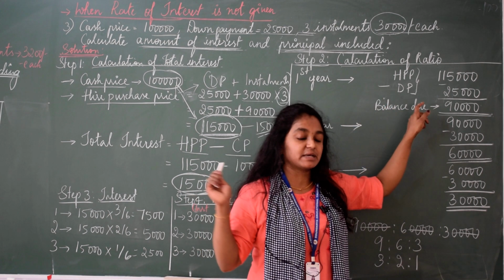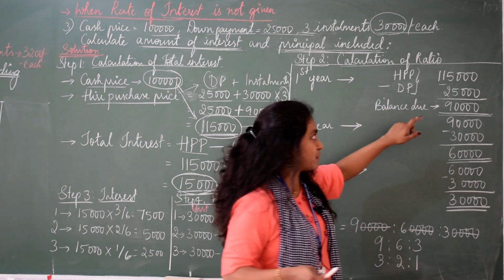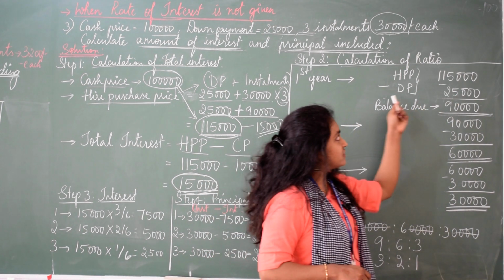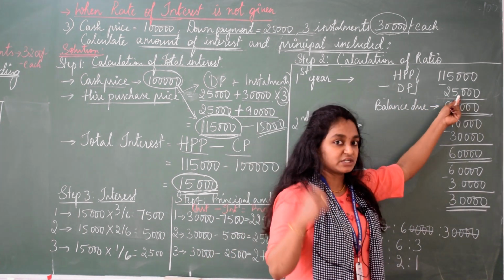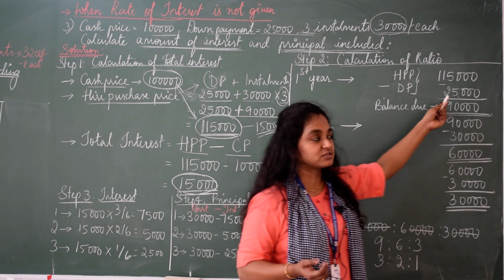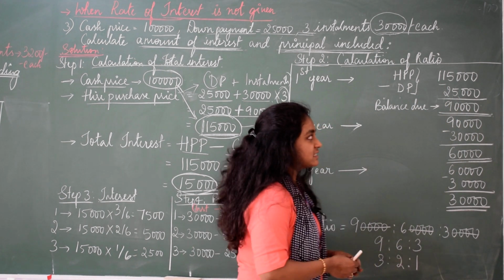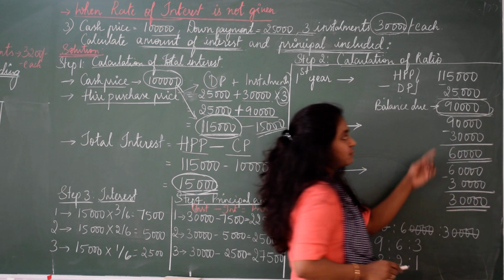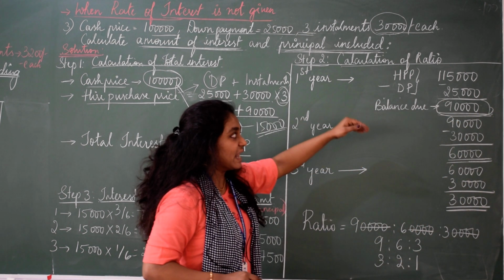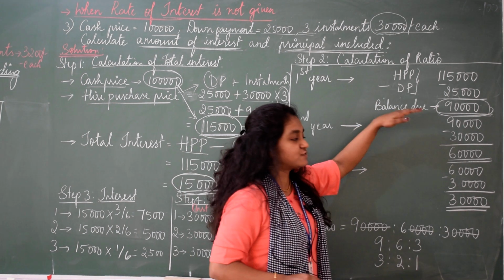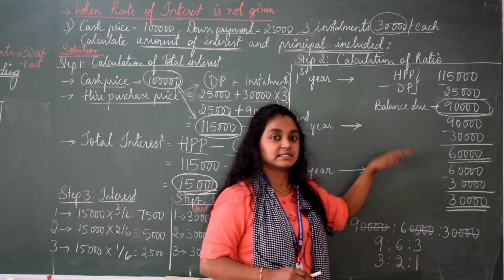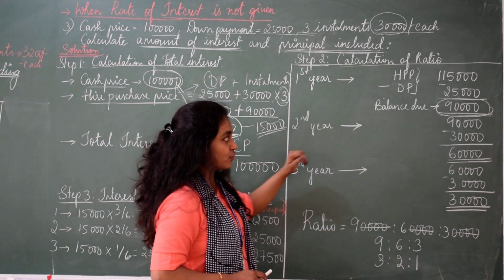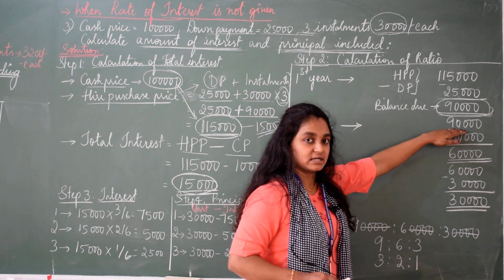In the previous step we have already calculated the hire purchase price, that is 1,15,000. So from 1,15,000 remove the down payment. The down payment has already been given in the question, 25,000. If you remove it, you get the balance for the first year, that is 90,000. This is the balance for the first year. Likewise, we need such a balance for the next 2 years also: first year, second year and third year. So likewise, let's do it for the second year also. Now this is the balance left, that is 90,000.